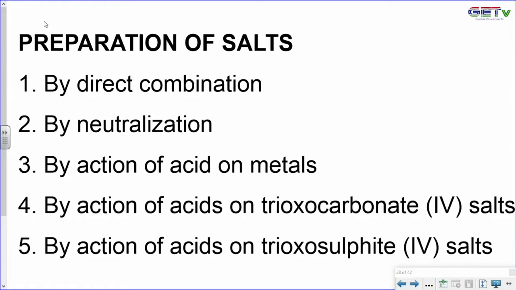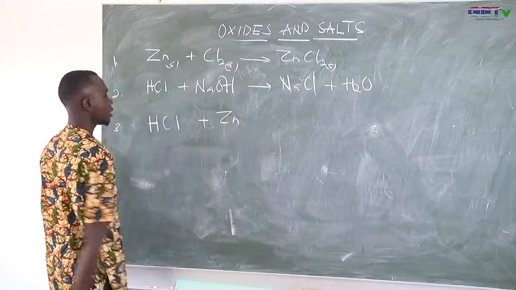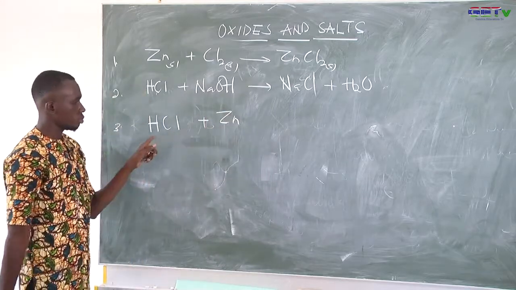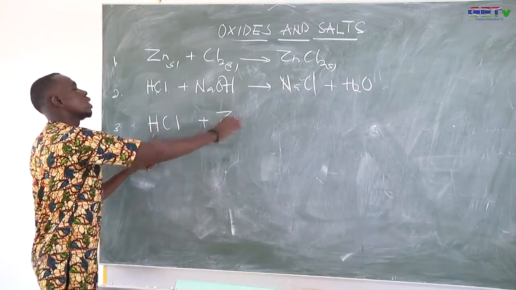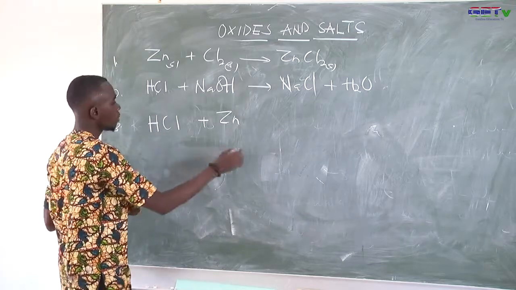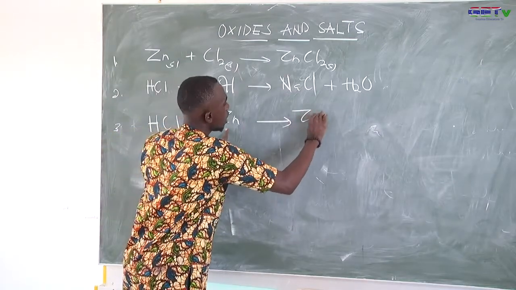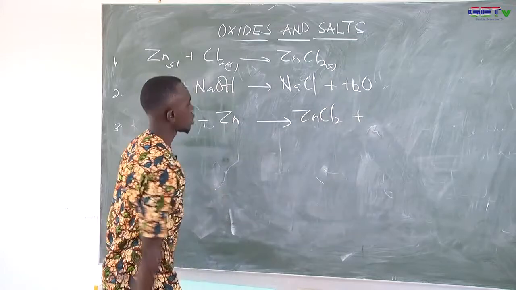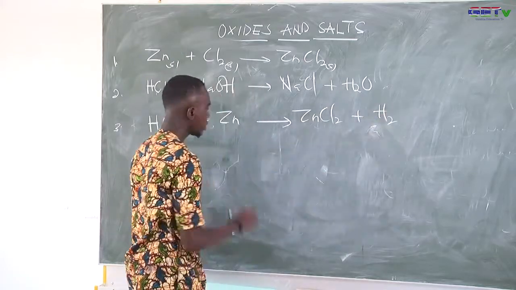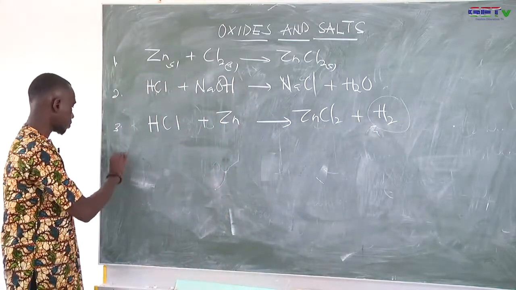Now the other type that we can use to prepare salt is action of acids on metals. If you have your acid and then you add these kind of metals to the acid, effervescence will occur, hydrogen gas evolves. So when effervescence stops in this reaction, you know that the salt is formed, that is, the reaction has completed. Now action of acid on the metal, we will have zinc chloride plus hydrogen gas. In this reaction, we use this hydrogen gas to determine whether the reaction is completed or not.